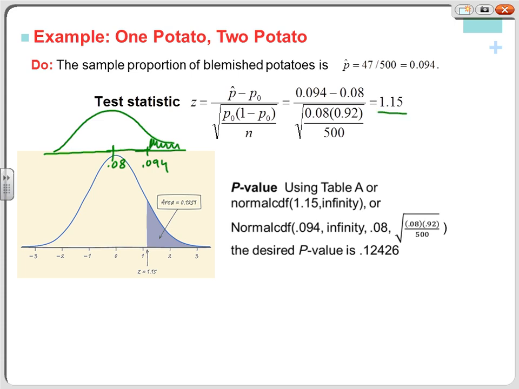But what I'm going to do is this right here, okay? And I'm going to state what I'm doing or have that drawn in. So I'm going to say the area under the density curve from 0.094 to infinity with a mean of 0.08 and a standard deviation of this guy right here is equal to, and what is that equal to? 0.12426.